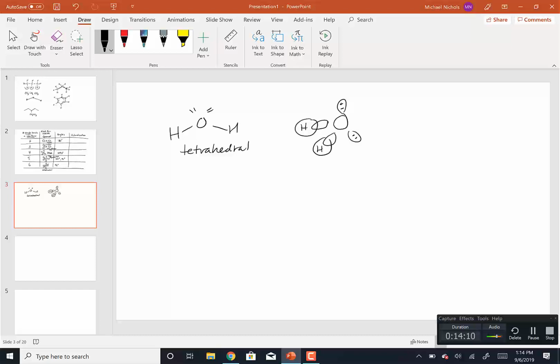So I'm going to call oxygen tetrahedral, and the reason is because I want to know what hybridization that oxygen is. Okay, so we'll start with something straightforward like carbon, for instance, to look at our hybridization. One of the questions that was asked to me was, well, why do we hybridize at all?